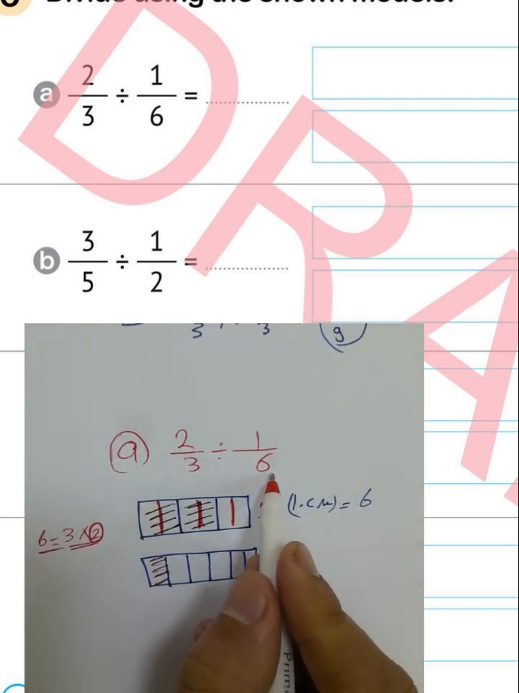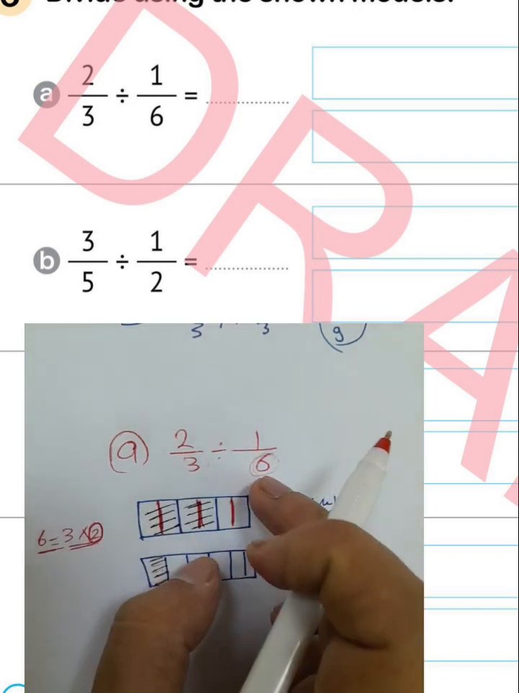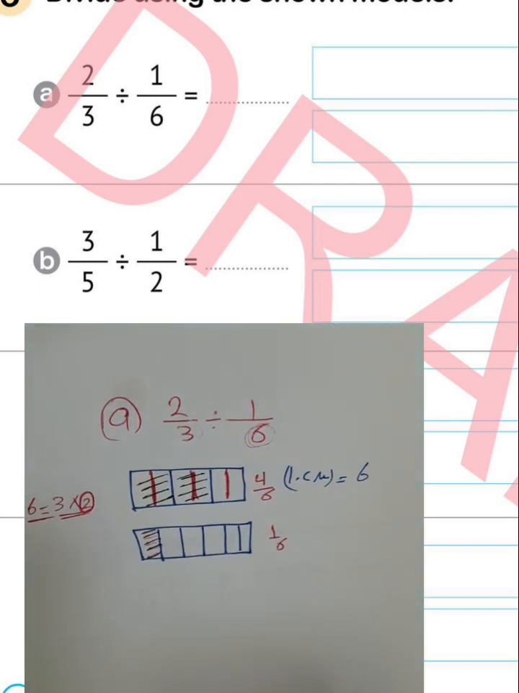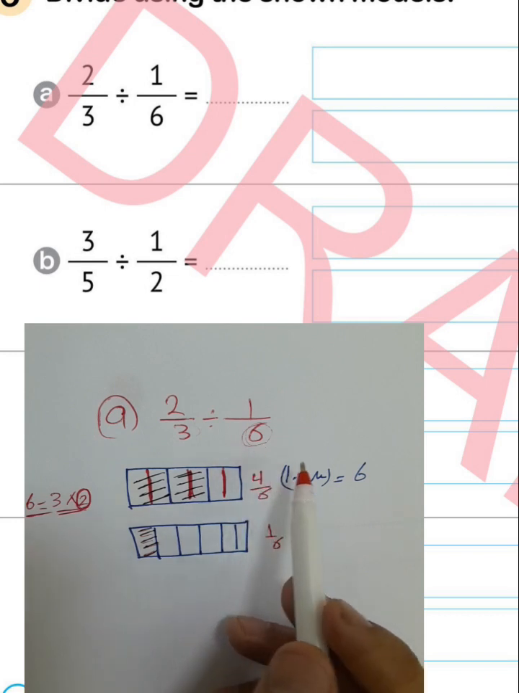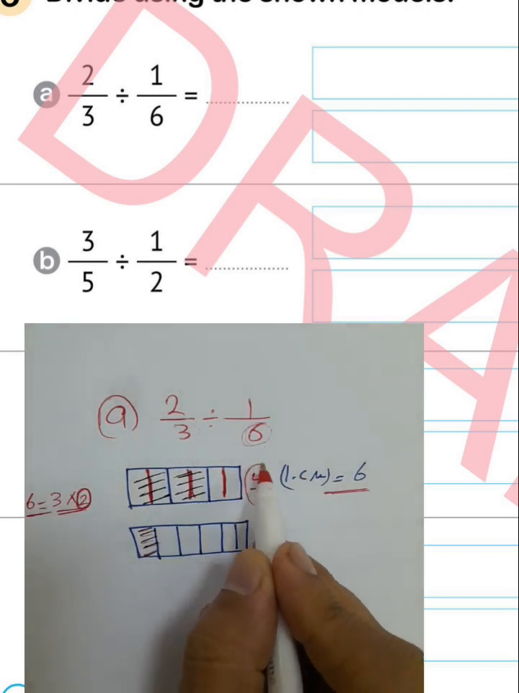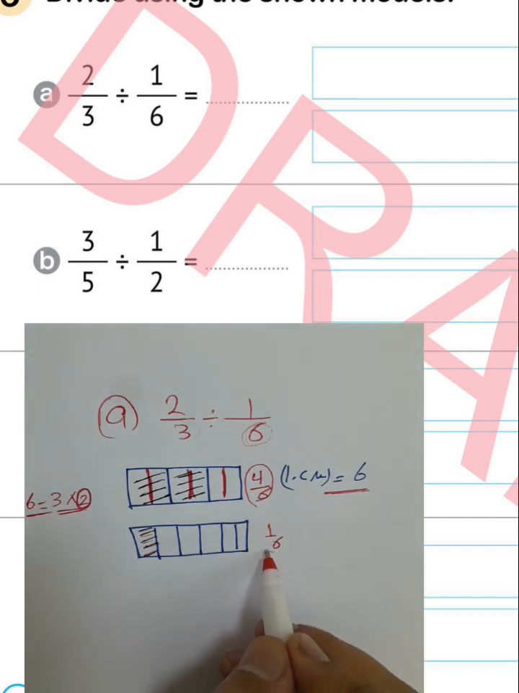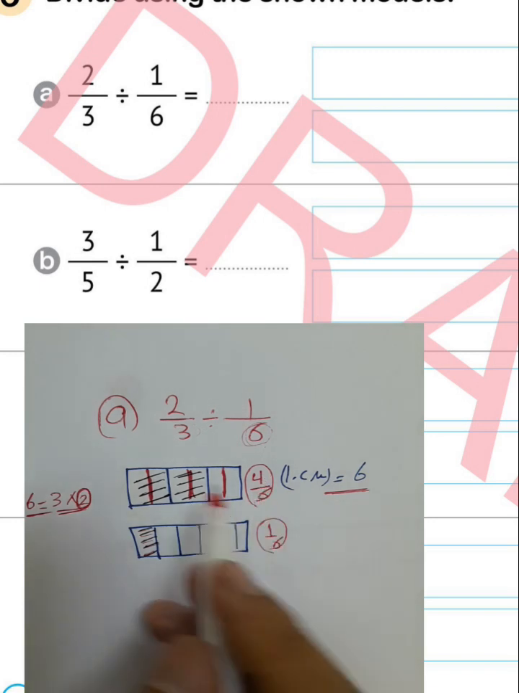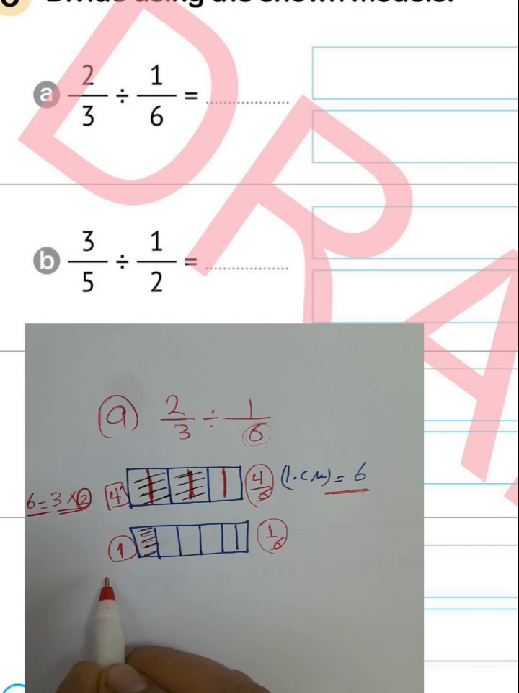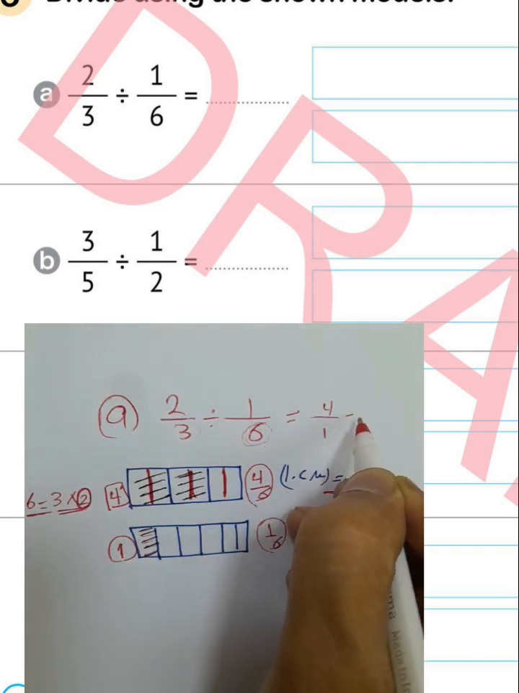Because 6 is exactly 6. We convert 3 to 6, but the 6 here stays exactly. Don't change the 6 because there is a common multiple with 6. And then we have 1 over 6. Then the result will be 4 parts from 6, and here 1 over 6. Then you can divide 4 parts colored by 1 part colored. Then the result will be 4 divided by 1. The result will be 4.